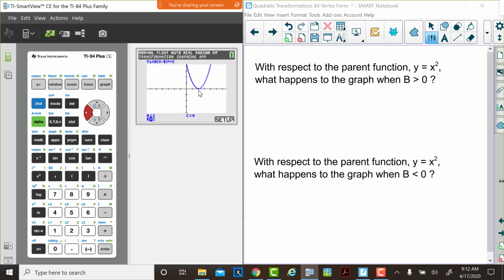When the value of b is negative, hopefully you saw that compared to the parent function, the graph was shifted to the left, a horizontal translation to the left. In this case, when b is -2, our vertex is now at (-2, 0). It's moved to the left 2 units. Again, you could confirm that algebraically, computing the vertex.